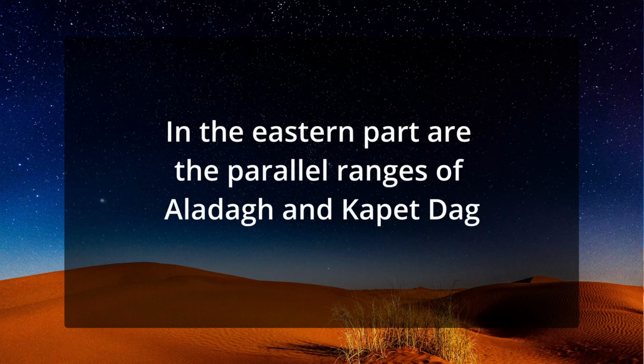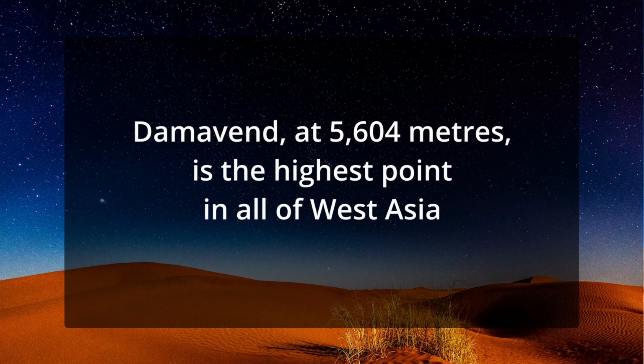A mountain range with three parts runs along the north side of the plateau. In the eastern part are the parallel ranges of Aladag and Kopetdag, which define the border between Iran and Turkmenistan. In the middle is the Elburz range, which is a sharp rise from the Caspian Sea's southern shore. Its highest point, Damavand, at 5,604 meters, is the highest point in all of West Asia. It is a tall volcanic cone just north of Tehran.